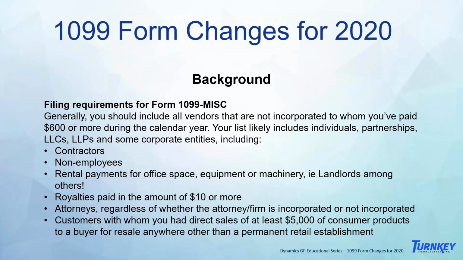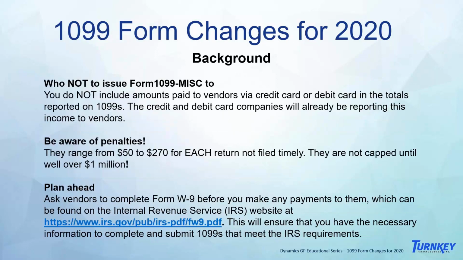And so that's what we're really talking about here. Of course, it's limited to $600. It has to be payments of more than $600 in a calendar year. Okay, so these are the things that you would usually use to report on your 1099. So what do you not include?